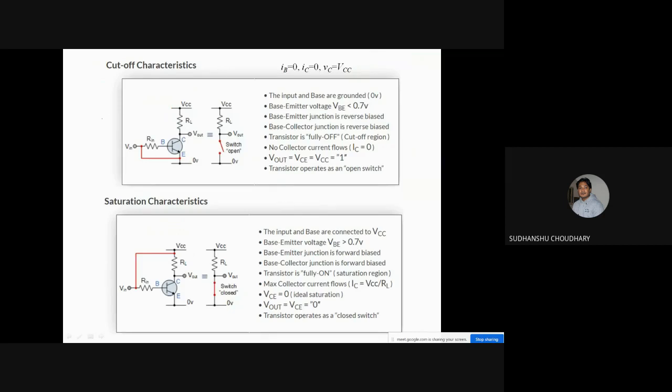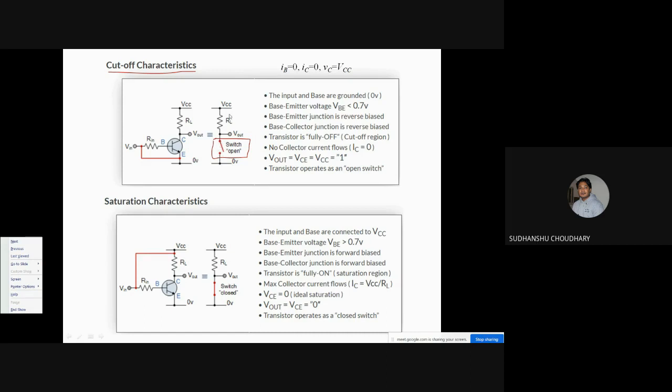Okay. So now let us look into the cutoff and saturation characteristics in somewhat more detail once again. In cutoff, that is when the transistor is cut off, you don't have a connection between collector and emitter. That is considered an open transistor connection, or if the transistor is assumed as a switch between collector and emitter, that switch is now open.